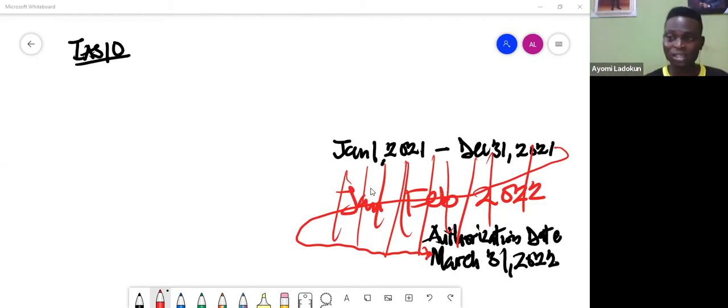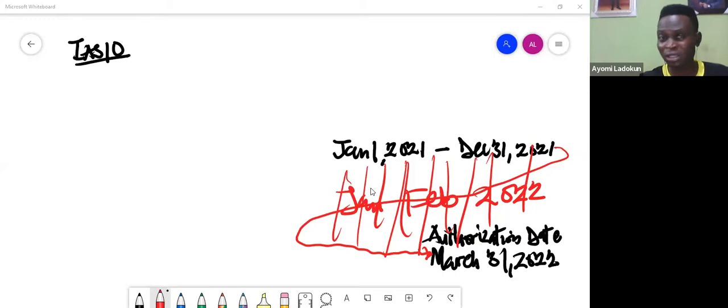So according to IAS10, events after the reporting period are those events, both favorable and unfavorable, that occur between the end of the reporting date and before financial statements are authorized for issue. I could have written it for you, but obviously you're going to waste a lot of time, but it's in your notes. So go and pick it up from there and put it in your head, because this is financial reporting, not corporate reporting.